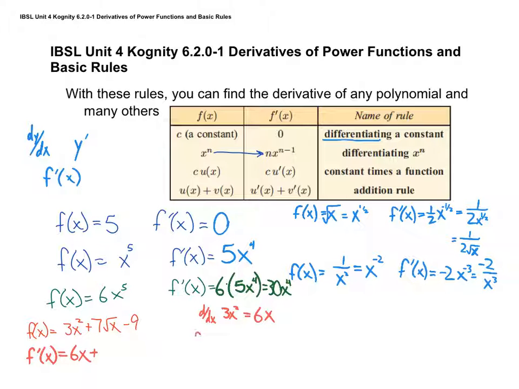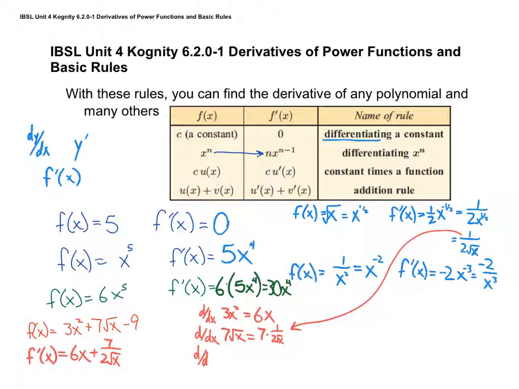So now I'm going to take the derivative of 7 root x. Okay? Well, I already found that the square root of x has a derivative of 1 over 2 root x. So since I have a constant, I'm just going to take 7 times 1 over 2 root x. Okay? And I can write that as 7 over 2 root x. So now I know that the f prime of x is 6x plus 7 over 2 root x.